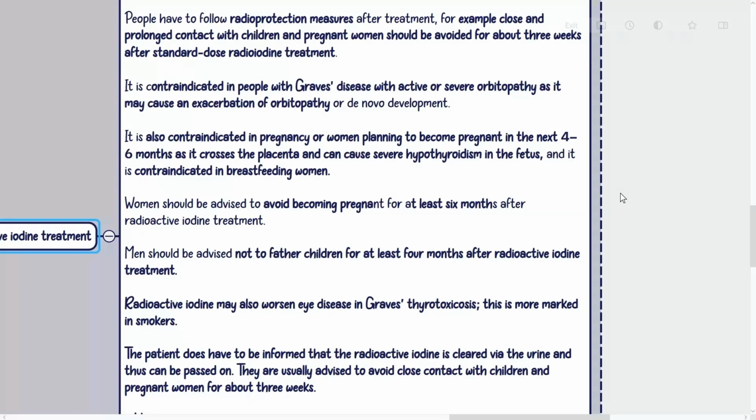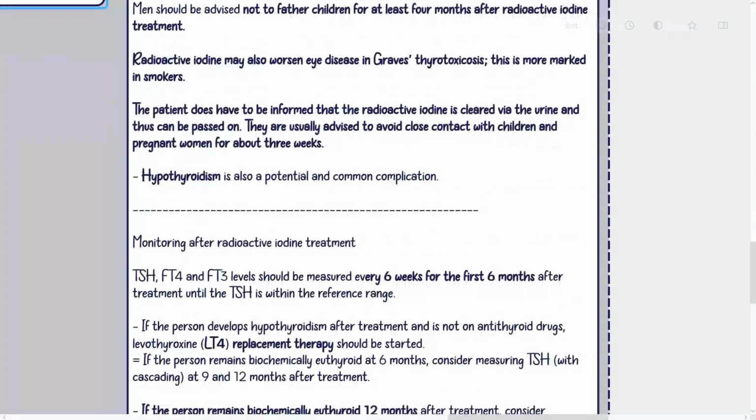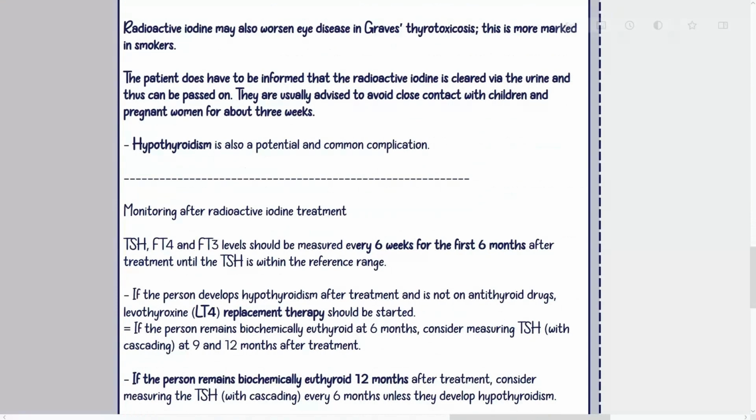It is also contraindicated in pregnancy or women planning to become pregnant in the next 4-6 months as it crosses the placenta, and can cause severe hypothyroidism in the fetus. And it is contraindicated in breastfeeding women. Women should be advised to avoid becoming pregnant for at least 6 months after radioactive iodine treatment. Men should be advised not to father children for at least 4 months after radioactive iodine treatment.